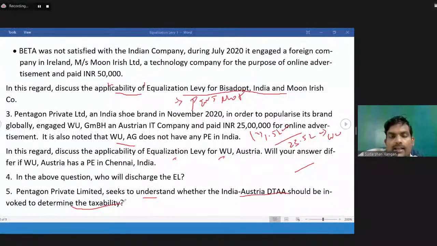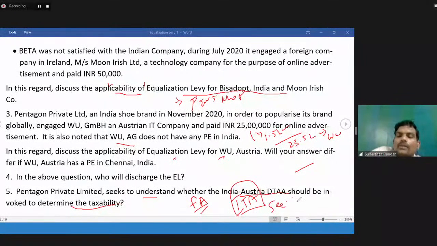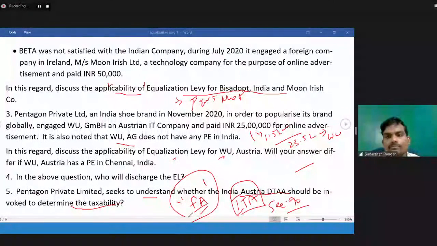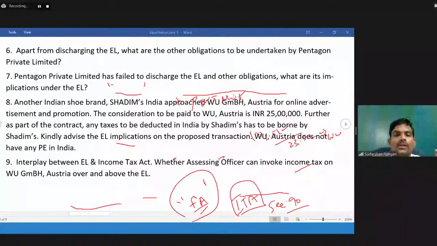You cannot take the India-Austria treaty because this levy is introduced under the Finance Act and not under the Income Tax Act. So therefore, I cannot invoke Section 90. This is one of the main reasons for introducing it under the Finance Act. So question number 5, I hope you are clear. No treaty benefit can be taken. Now let's go to question number 6.